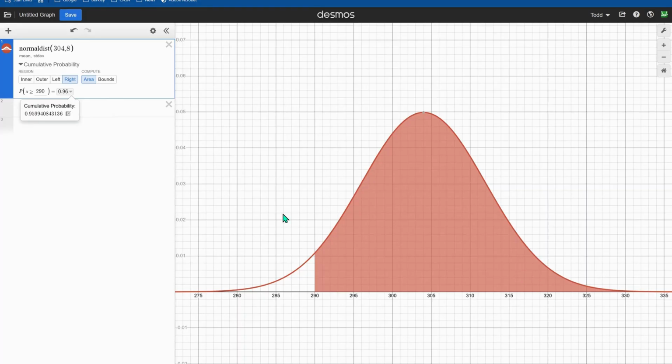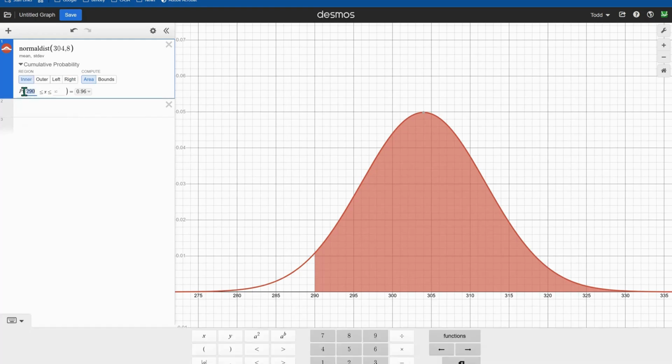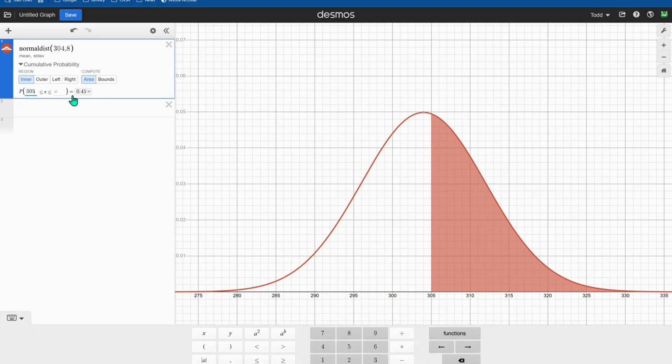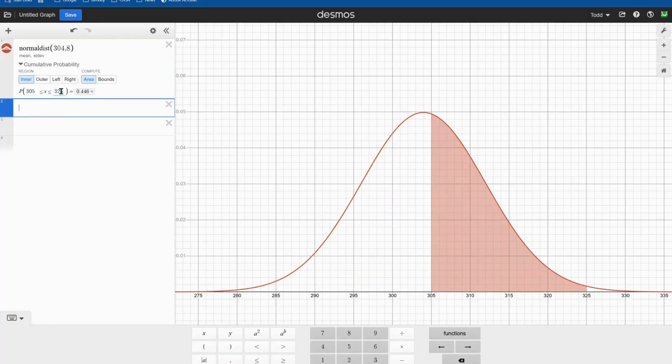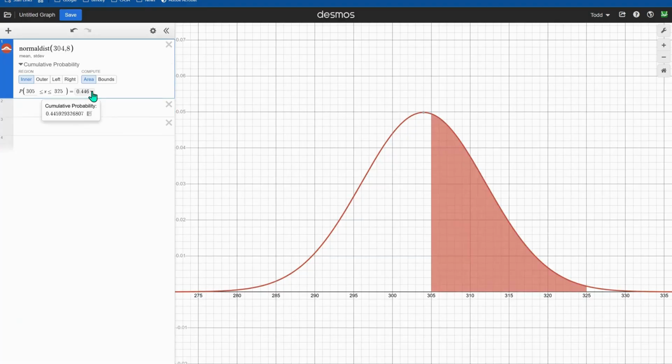All right, here's a second question. What's the proportion of Tiger Woods' shots that travel between 305 and 325? Well, that problem is an inner problem, meaning that we have a range of values, and our lower bound is 305 and our upper bound is 325. Hit enter, and you can see again that it shades in appropriately and gives us the probability, and of course, down arrow to get the number of decimal places that we need.